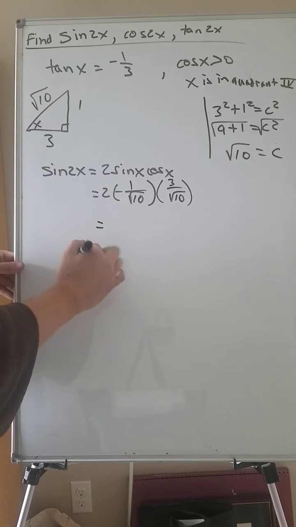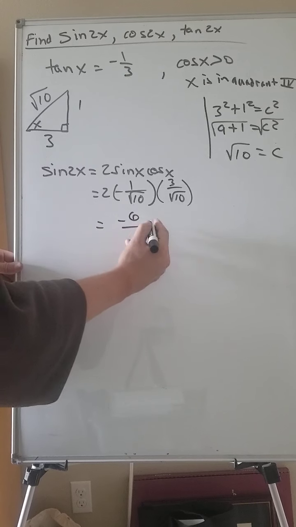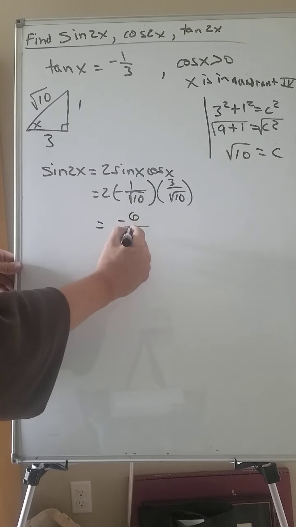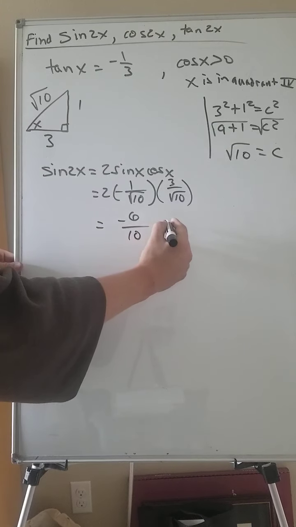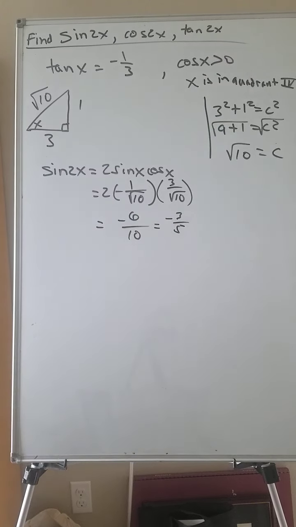So let's simplify this. I have 2 times negative 1, so it's negative 2 times 3, so I get negative 6 over the square root of 10 times the square root of 10, which is just 10. So negative 6 over 10 reduces to negative 3 over 5.